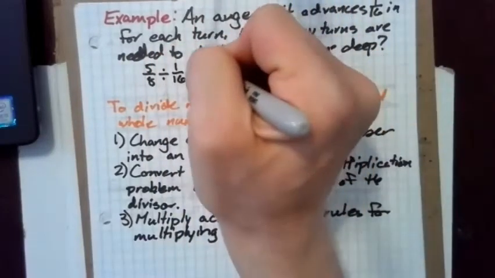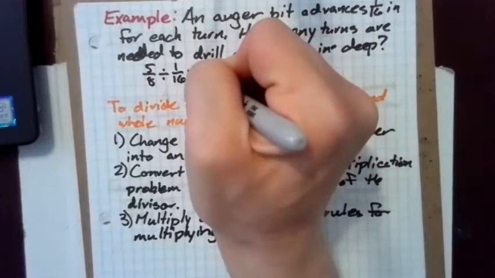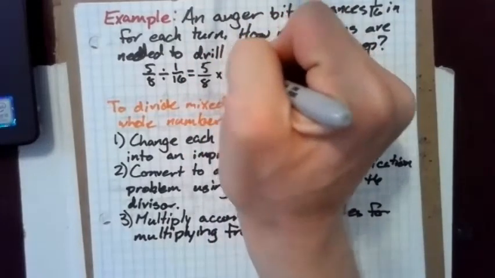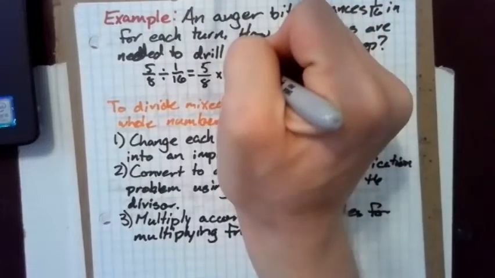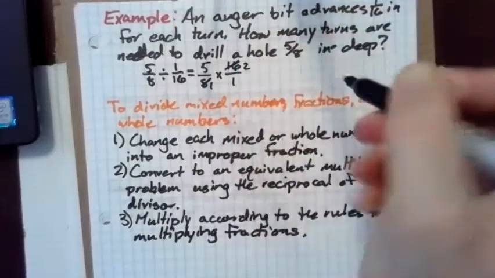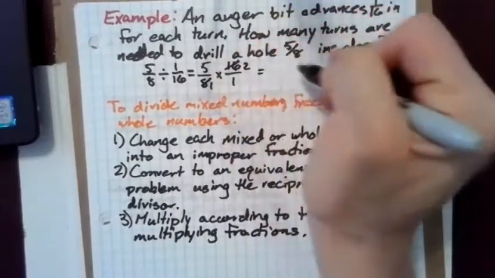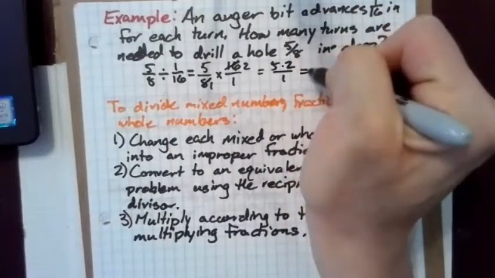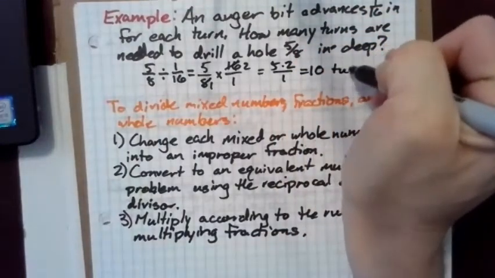Okay, well, I'll then rewrite that as a multiplication problem. 5/8 times 16/1. 16 is 2 times 8, so we can replace that with a 2. And then this is just 5 times 2/1, which is 10. 10 turns.